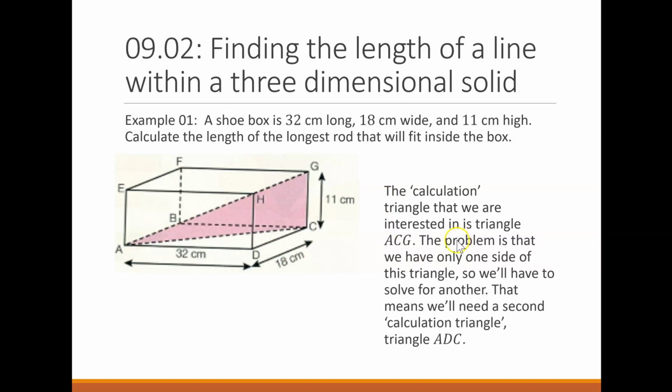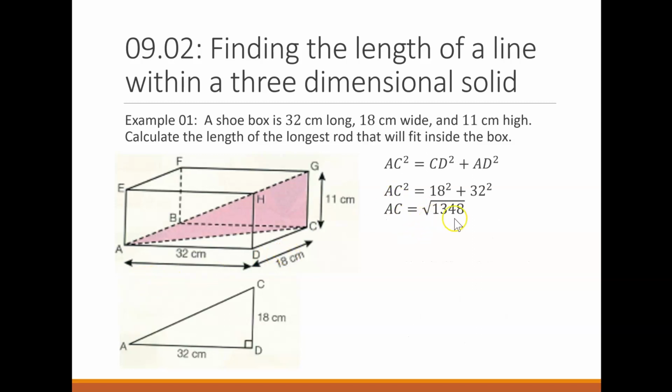Everybody's cool with that? The problem is when I write in the measurements, I only know one piece in that triangle. All I know is GC. So I'm going to need a second triangle, ACD, because I need to get either AC or AG for that other calculation. We're looking for AG, so I need AC in that pink triangle, right? So I'm going to find another calculation triangle that involves AC. The obvious choice here is ACD.